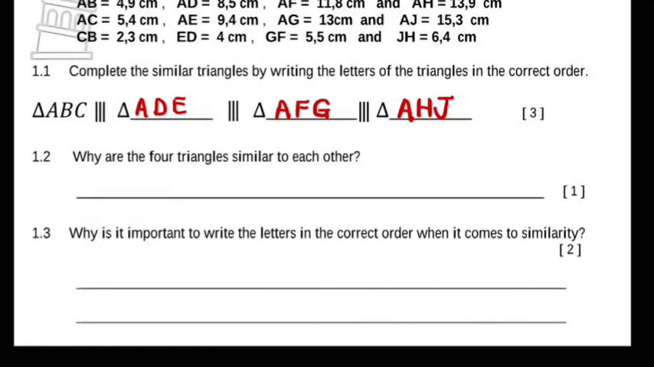1.2 says, why are the four triangles similar to each other? So I spoke about this not too long ago, and I said that when triangles are similar to each other, all of their corresponding angles are equal. So we're allowed to say that corresponding angles are equal. We're also allowed to say that another word for triangles where corresponding angles are equal is equiangular. So we can say that all the triangles are equiangular, or we can say corresponding angles are equal.